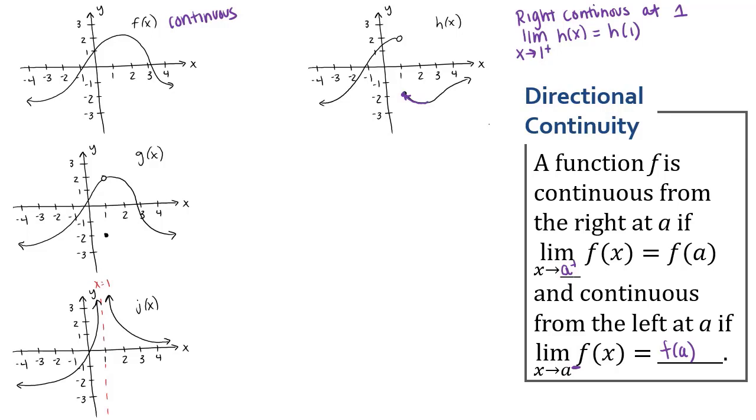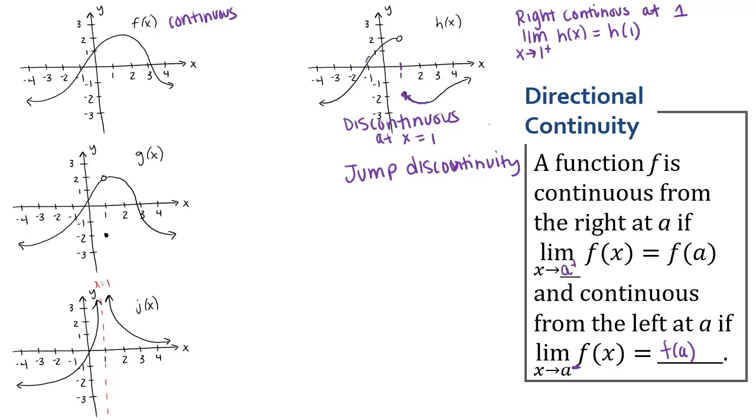Does that make sense, hopefully? So again, this function is still discontinuous at x equals 1, like we said on the other slide. This type of discontinuity is called a jump discontinuity. Think about why.